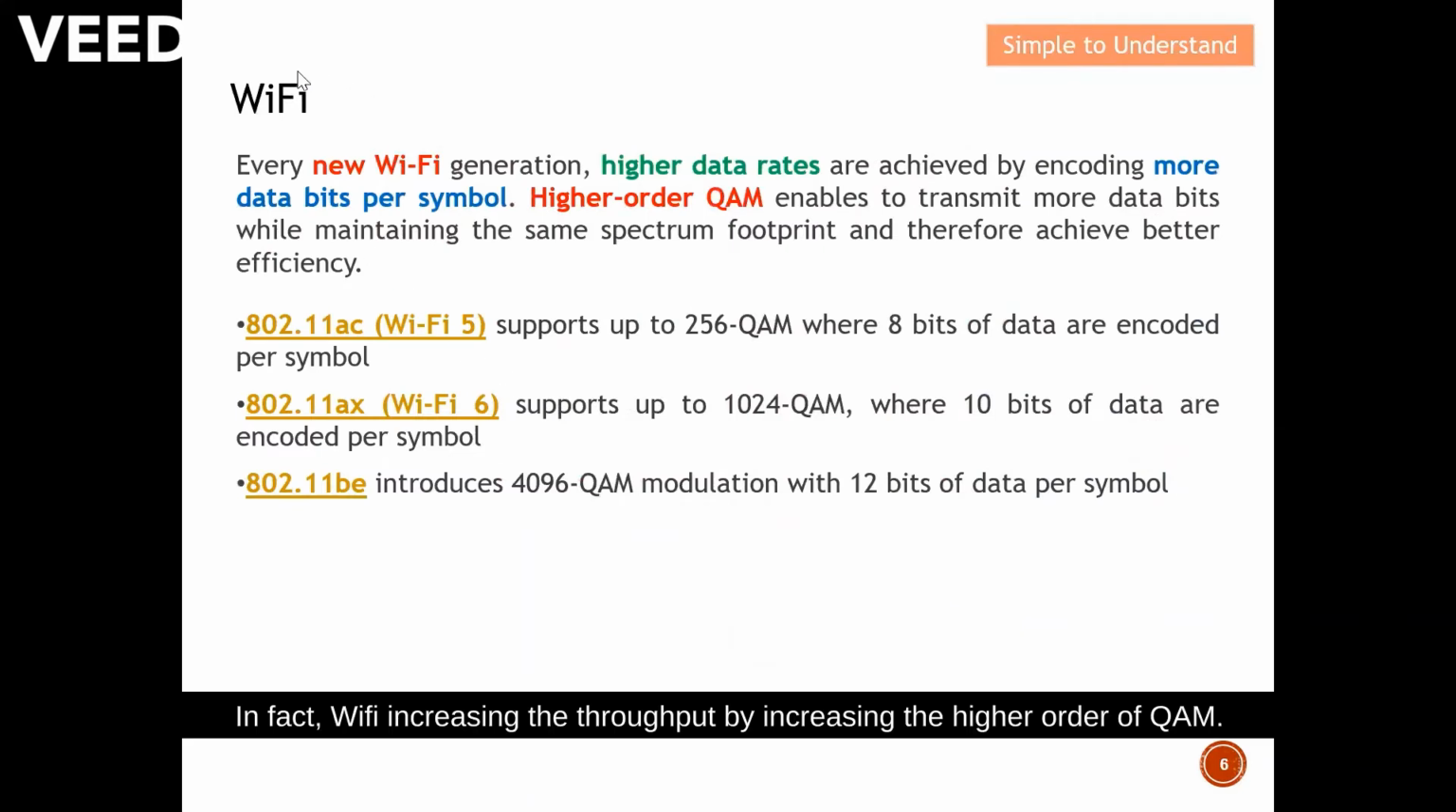In fact, Wi-Fi increases throughput by using higher order QAM. With every new Wi-Fi generation, higher data rates are achieved by encoding more data bits per symbol. Higher order QAM enables transmitting more data bits while maintaining the same spectrum footprint, and therefore achieves better efficiency.